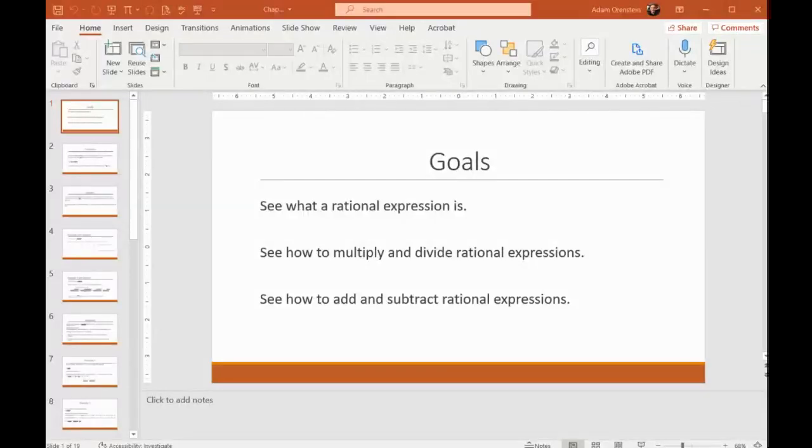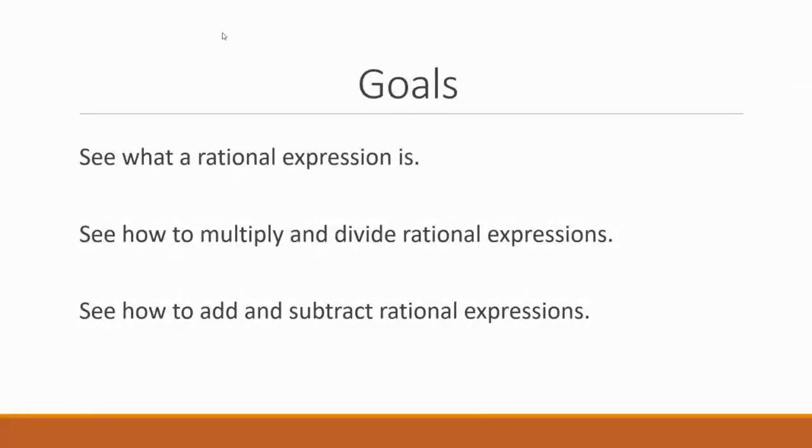We're in section P5, okay? In this section, what we're going to look at are rational expressions. Essentially, it's just going to be fractions of polynomials. Now, I'm pretty sure I said that last time, but that's really what it boils down to. They're just fractions of polynomials. So we'll see what they are.